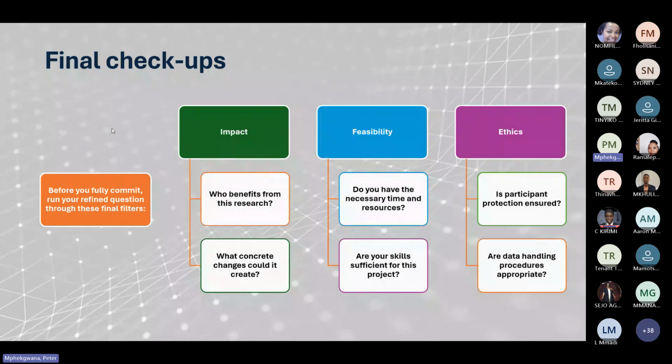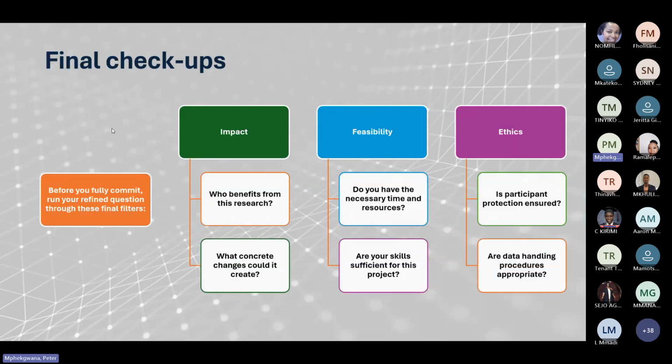Then the ethics: is participant protection ensured? For instance, if you're dealing with a participant, are they insured? Then in terms of the data handling process, are they appropriate under the ethics? After collecting the data, will it be safe? Because some data sets have our names, our IDs. Will it be safe? How will you ensure that? How will you ensure that everyone is protected? How will you ensure that the data is safe? These are the things that you have to think about before you can commit to say that I'm doing this research.